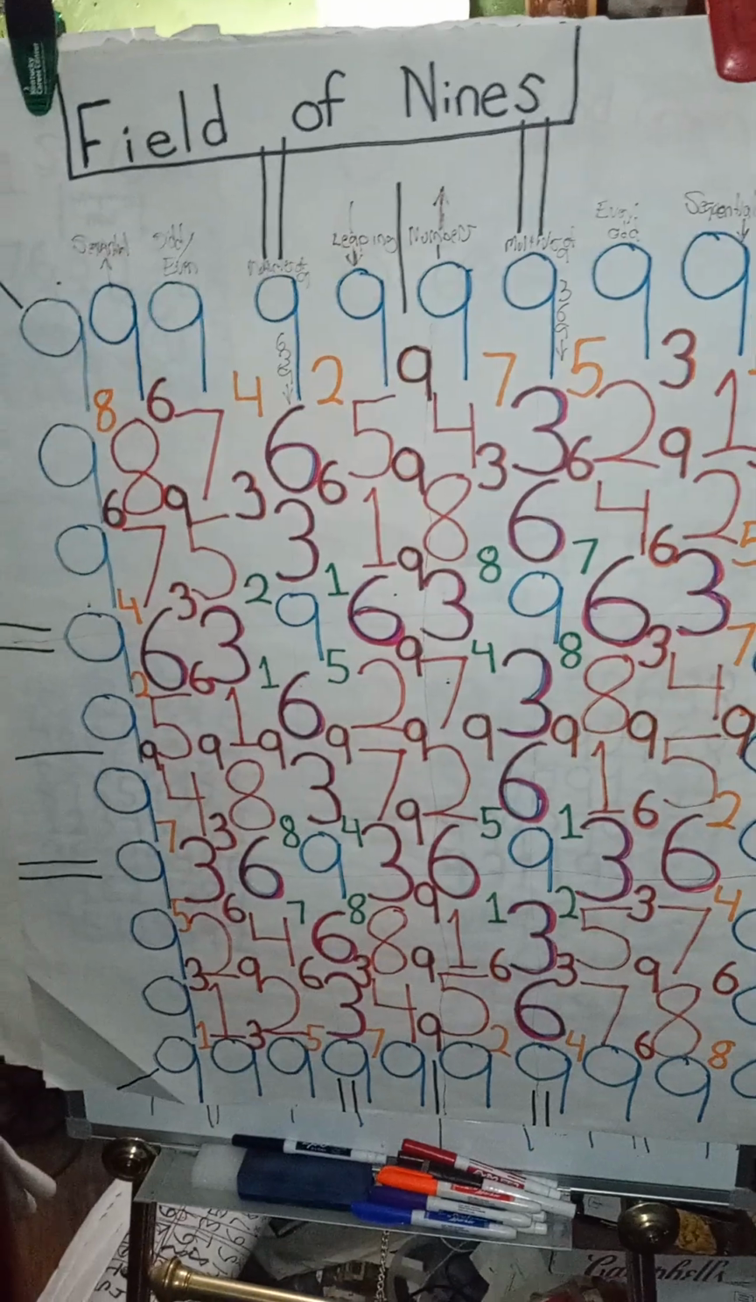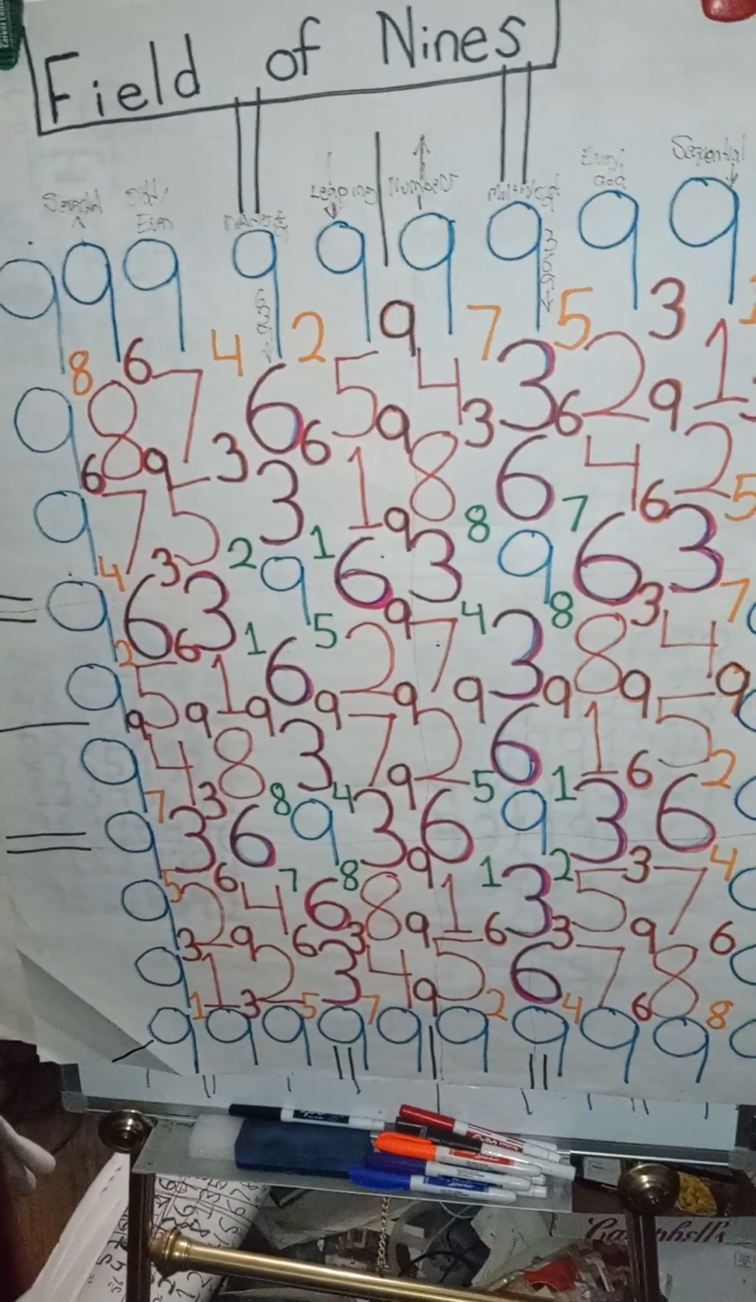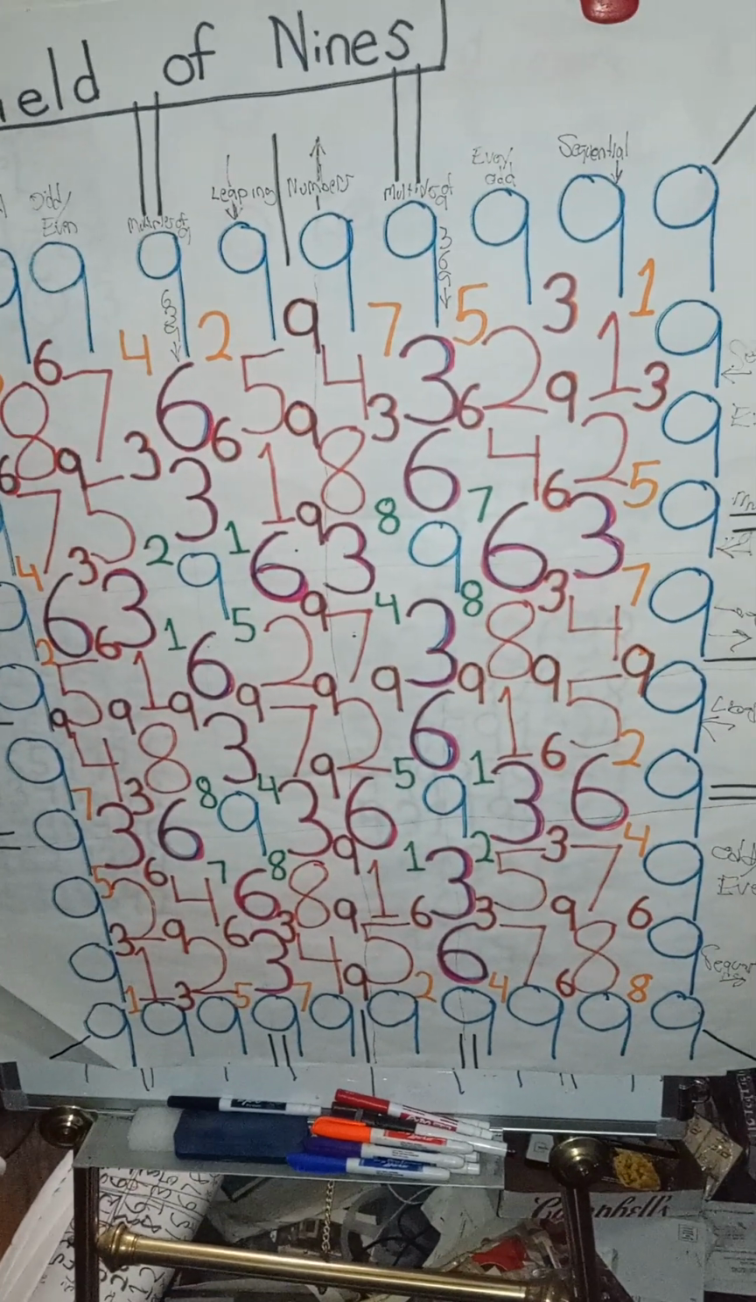I'd like to briefly, if possible, go over this proof that there's nothing beyond the 9th generation in this field of 9. So this is the pattern for the field of 9 for the 1st generation.